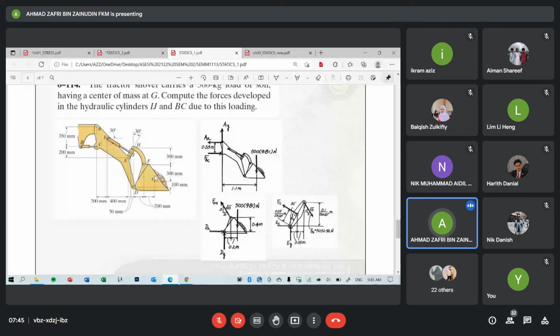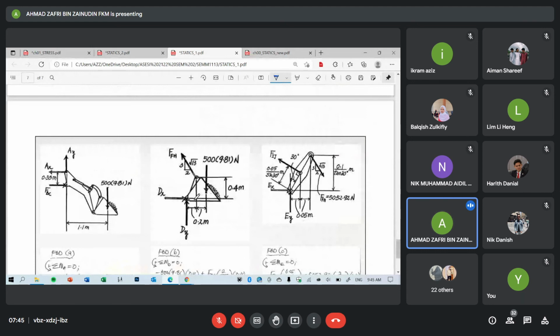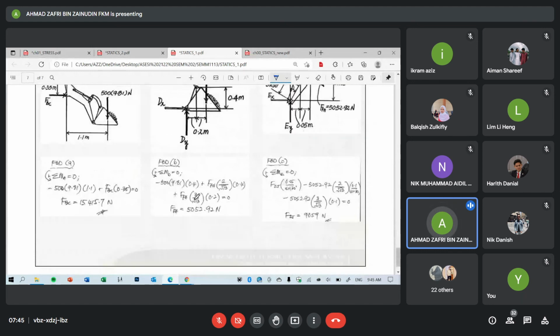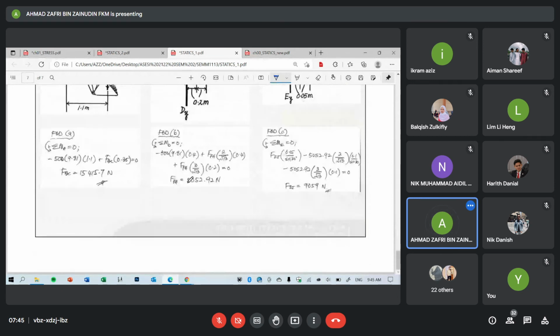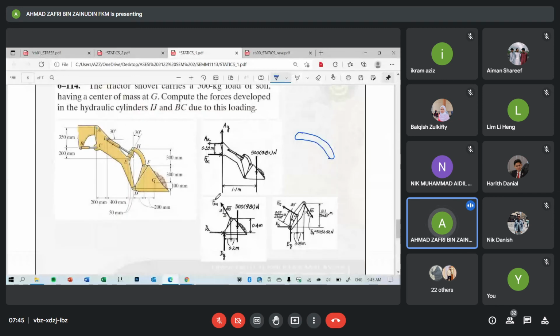Okay, let's sketch the free body diagram of FH, like this. We have FH in this direction. When we sketch the free body diagram in this direction, do we get FH positive or negative? Okay, we get positive. So is this the correct direction? So we transfer to this part here, FH, so it must be opposite.